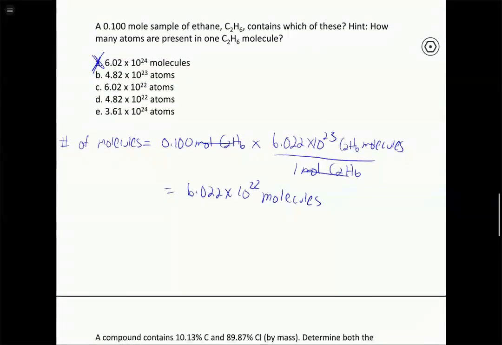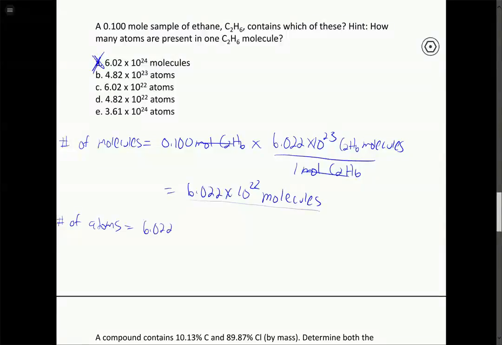Now let's figure out how many atoms are in this. And again, there's a couple different ways we can do this, but the number of atoms would be, if we start with this number here, 6.022 times 10 to the 22nd molecules, if we look at the formula C2H6, there are 2 carbons, 6 hydrogens.